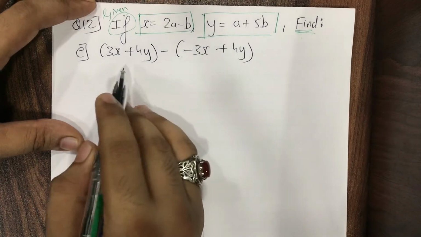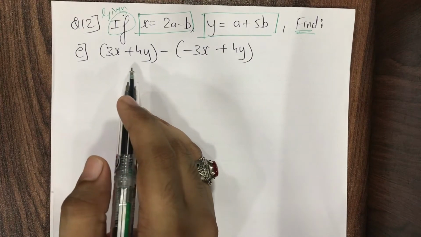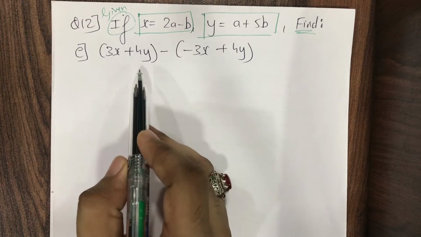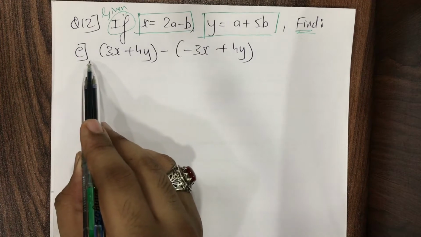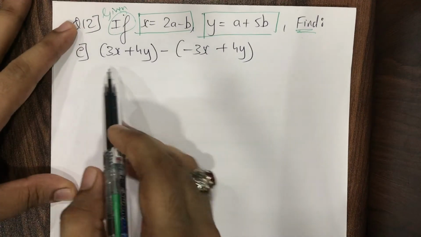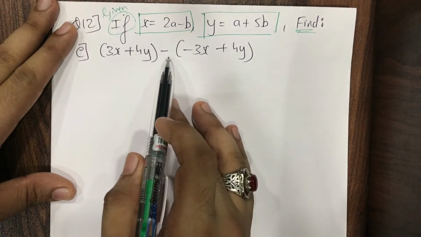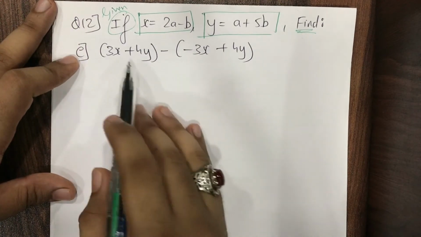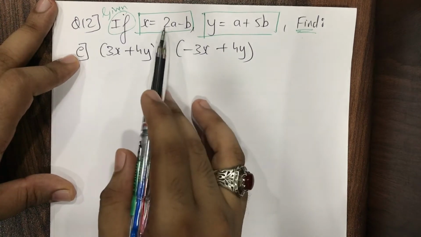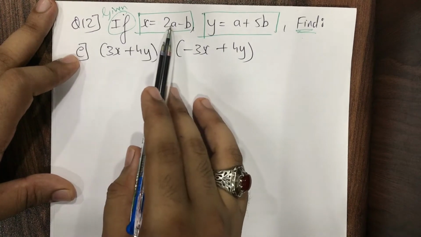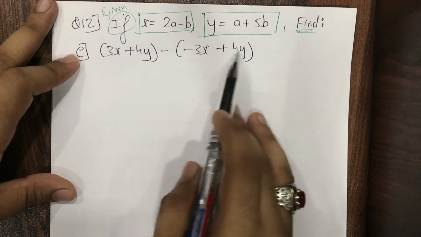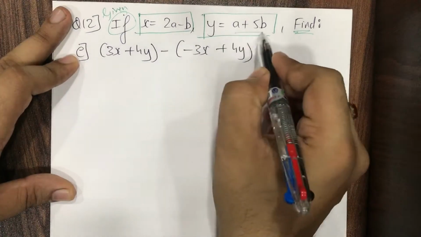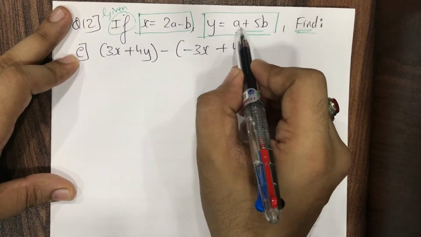Find. There are, no, there are 6 sub-questions over here. I am doing sub-question E from your textbook. It's 3x plus 4y minus of 3x plus 4y. The idea is very simple. Wherever we have x, we just have to substitute the value of x. What is the value of x? 2a minus b. Wherever we can see y, we substitute the value of y. What is the value of y? Value of y is a plus 5b.